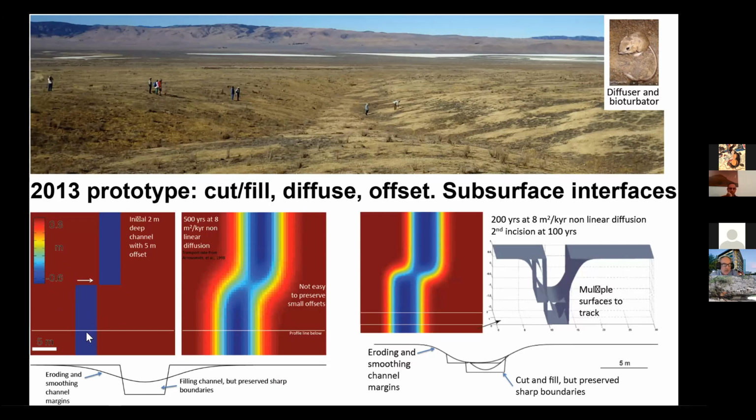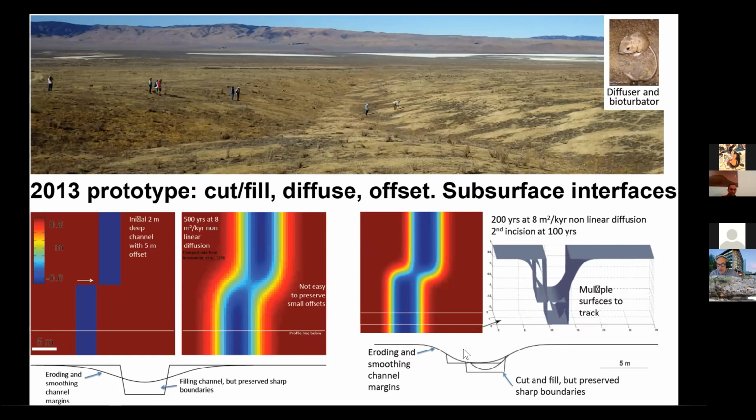a topographic map here where we have an initial 2-meter deep channel with a 5-meter offset. What would happen after 500 years? How would it look with this diffusion? And this 8 square meters per 1,000 year nonlinear diffusion is kind of the assumption for how the surface processes are functioning. And then you can see on the bottom here, I've sliced along this topographic profile how things might look, where the original channel was fairly simply notched, but after time we have this diffused relationship and filling and erosion.